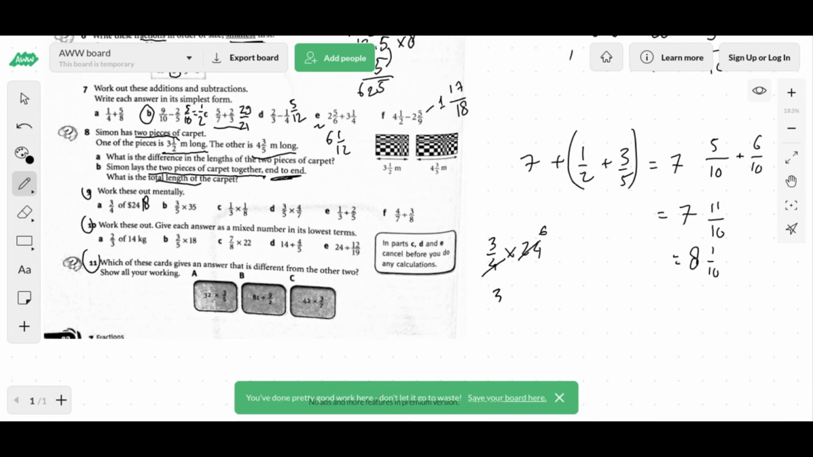The next one, 3 over 5 times 35. Can you cancel them? Yes. So it's 7, this is 1. 3 times 7, becoming 21. In this one, what will be the answer? 1 over 24. Nice. You multiply the numerator with the numerator, the denominator with the denominator.